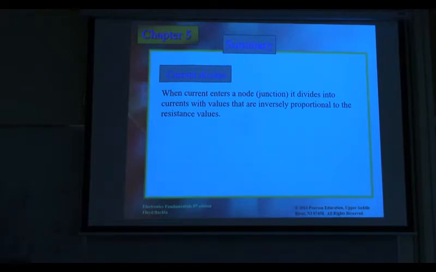Then, for example, if R2 equals 0, if you take this out, that means this is always equal to this. Then, for example, if this one is short, all the current will flow this way, right? This current will be equal to 0. So if this one is short, that means this one equals 0.